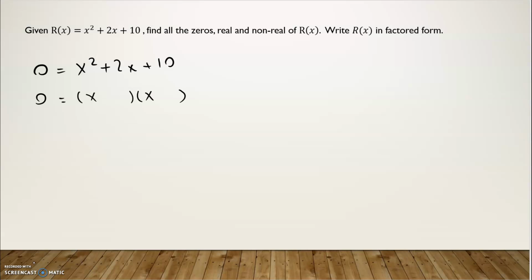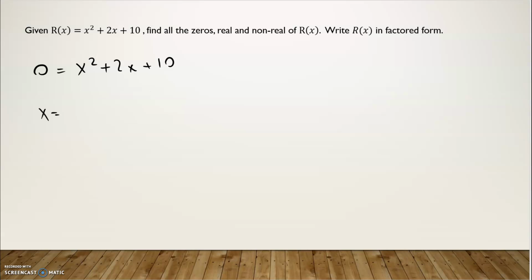Looks like I can break this down into 1 and 10, 5 and 2, and looks like that's it. None of which will give me back 2. This will give me 3 or 7, but it will not give me 2. This will give me 11 or 9, but it won't give me 2. So it looks like I'm going to have to use the quadratic formula here.